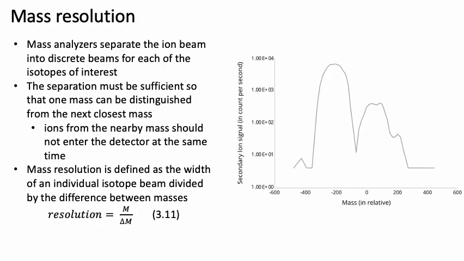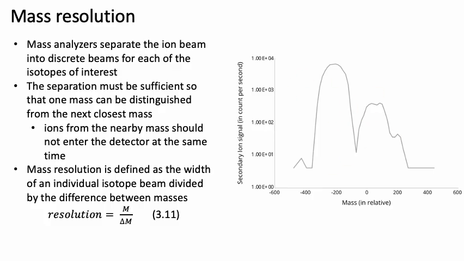And the very last thing that I'm going to talk about, and sorry, I'm going to go over by 1 or 2 minutes because this is in your homework, is the mass resolution. You have to be able to separate out the different masses in your detector. The mass analyzer separates out the ion beam into discrete beams for each of the isotopes of interest. The separation needs to be sufficient that you can tell the mass of interest from the next closest mass.